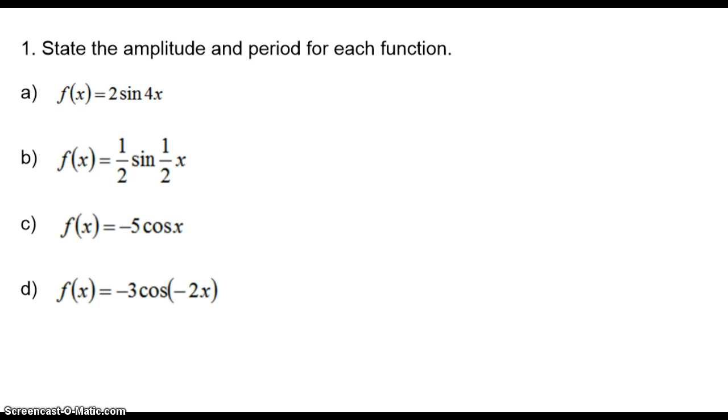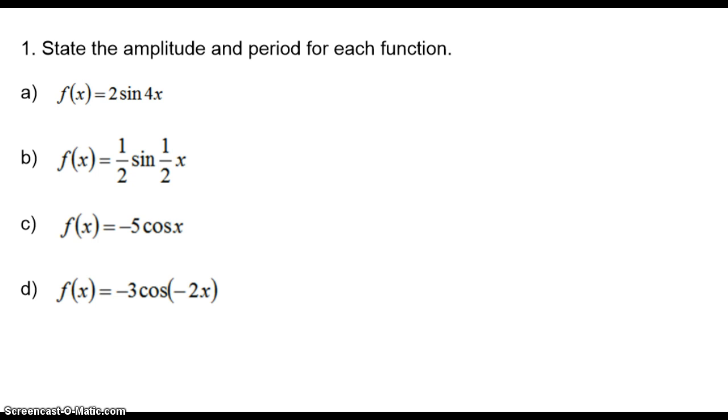The amplitude is the number or the parameter that sits in front of each of the trig functions. So 1a, the amplitude is 2, b, a half, c, it is 5. We're not going to include the negative. The negative is telling us that it's reflected in the x-axis. And lastly, d, the amplitude is 3.